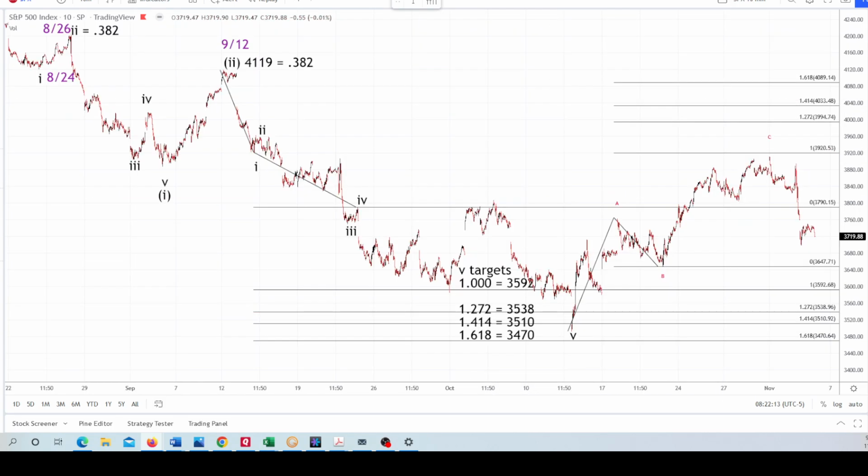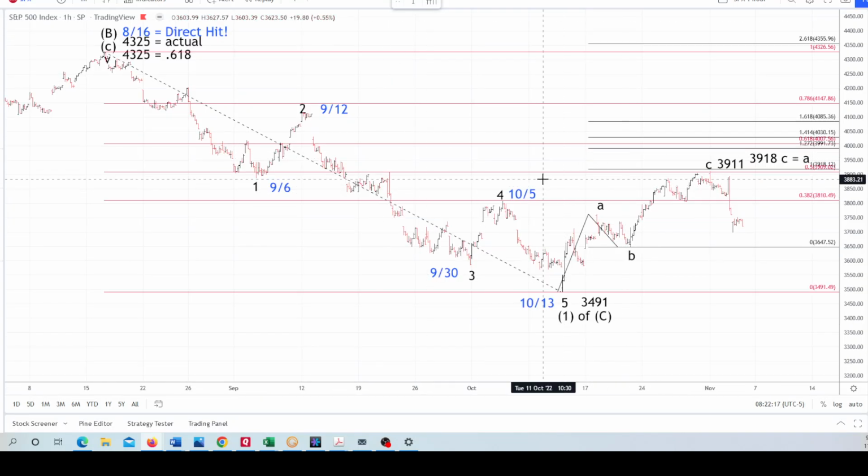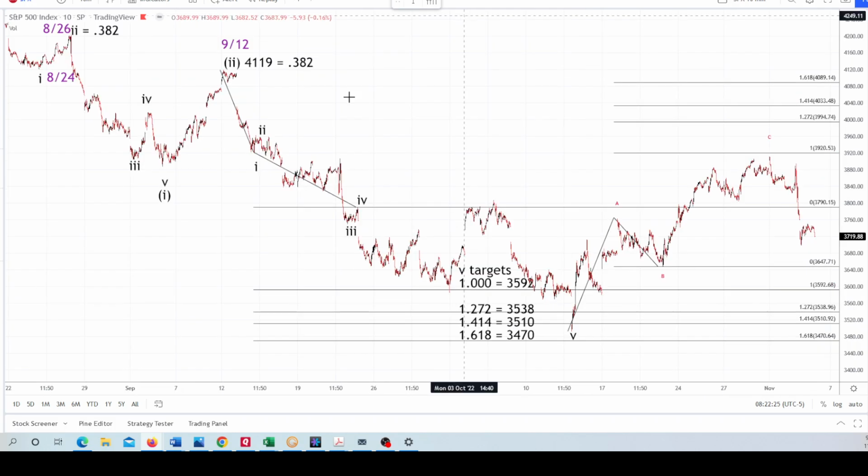I think we got the 10-minute here. Yeah, okay, let's back up. So we had this from the 8/16 low down to the wave 1 low at 34.91 on 10/13. And then we've got that down here. You can see we've got the A up, the B down, and the C up.